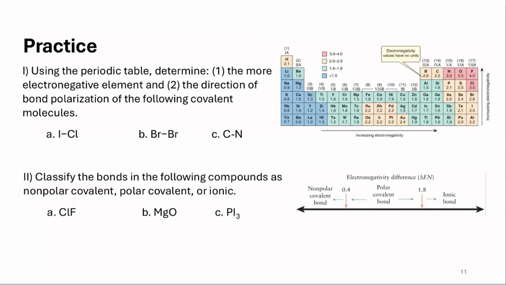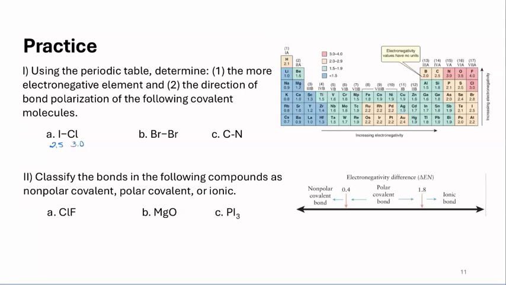Let's look at letter A, in which we have iodine and chlorine. I'm going to first assign the electronegativity value for both atoms. When I look at the periodic table on the right side of the slide, I'm going to search for iodine, which specifically is right here. And I can observe that it has an electronegativity value of 2.5. Next, I search for chlorine. Chlorine lives here, and it has an electronegativity value of 3.0.